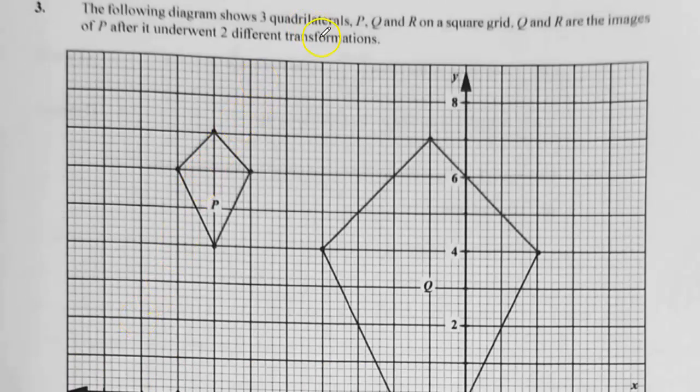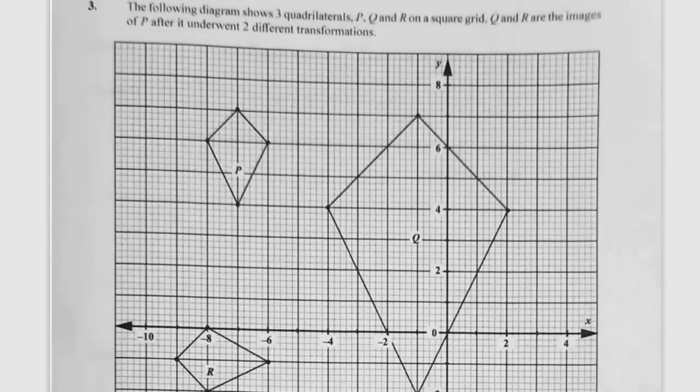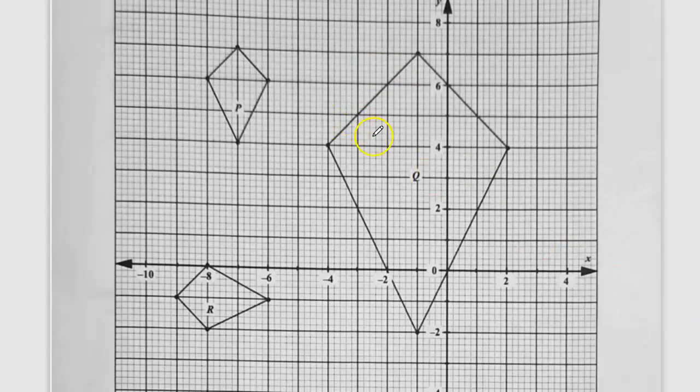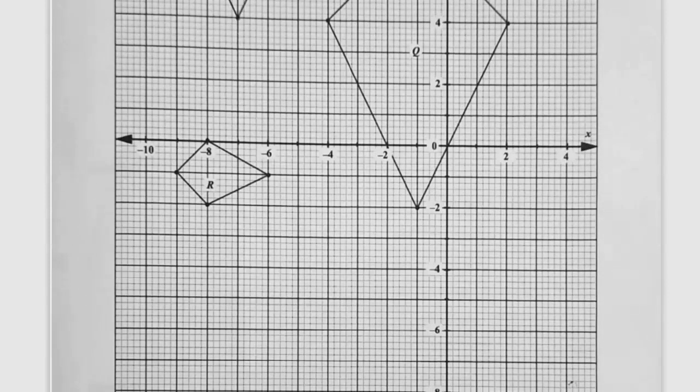The following diagram shows three quadrilaterals, P, Q, and R on the square grid. Q and R are the images of P after it underwent different transformations. So Q and R represent different transformations of P. Notice P transforms to Q, this looks like an enlargement, and P transforms to R, it seems to be a rotation. Okay, so let's see what they're asking us to do now.